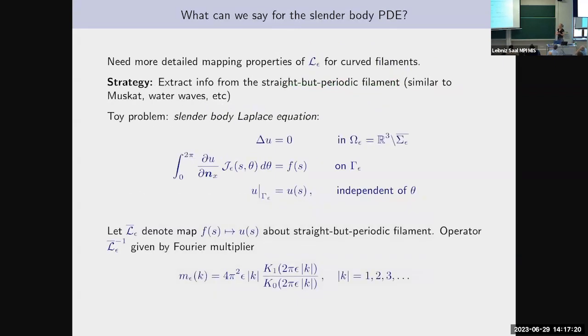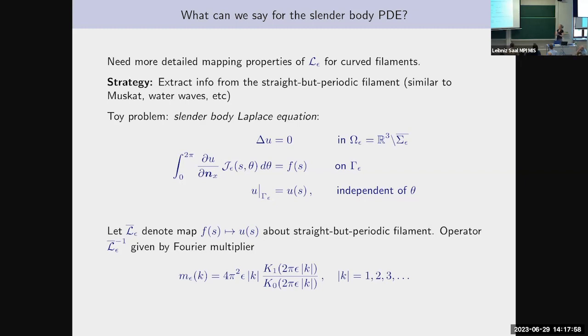When you go to the full slender body PDE, that's definitely periodic boundary conditions at the endpoints, because then it becomes much more challenging to talk about the endpoint conditions. But okay, for the full PDE operator, the strategy here: we really need the details of the mapping properties of this Neumann-Dirichlet operator.